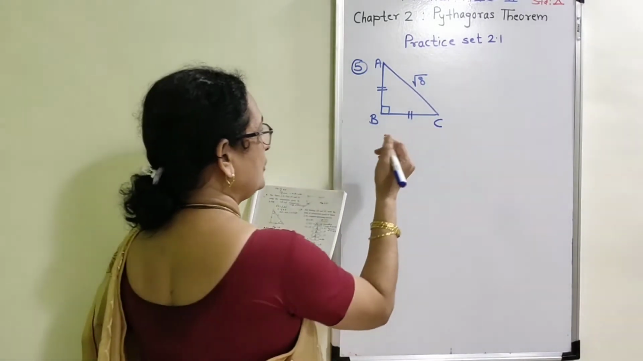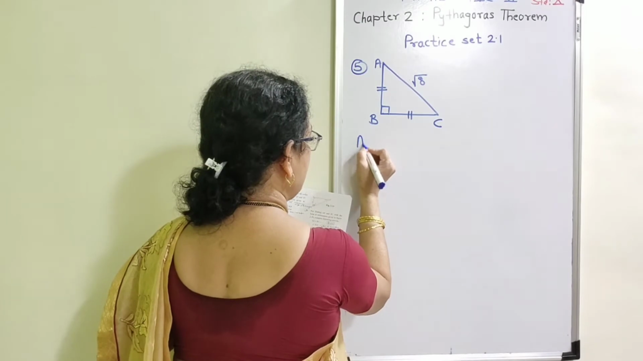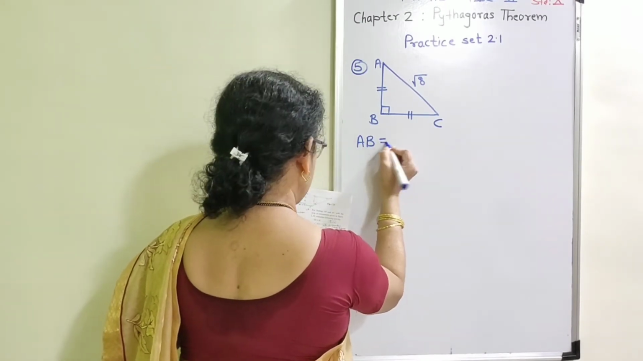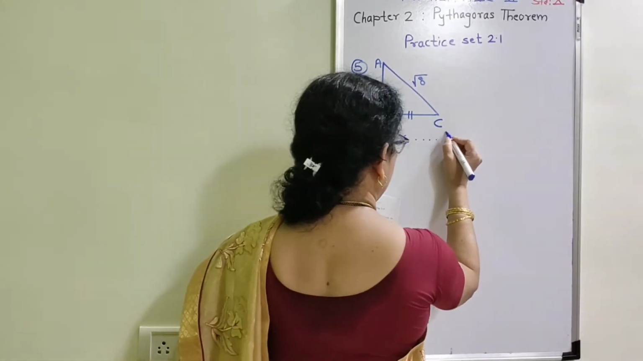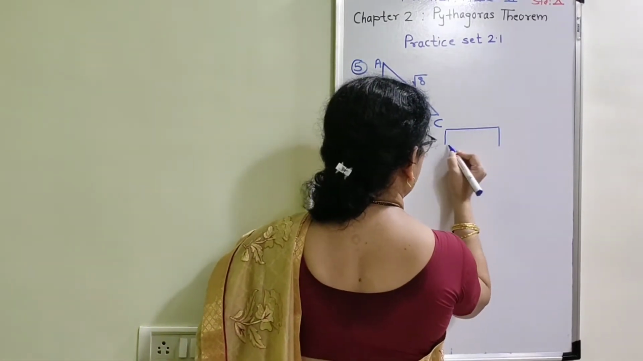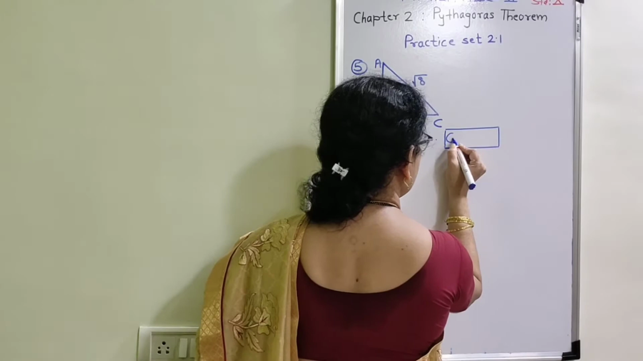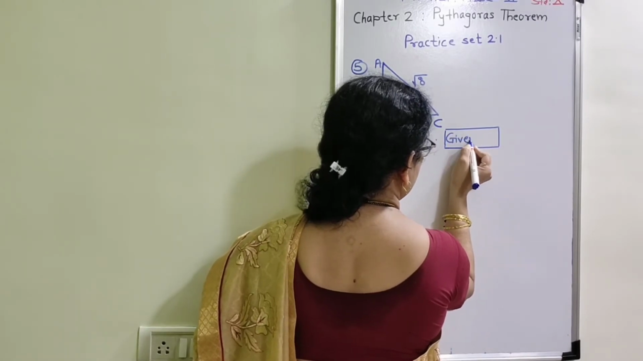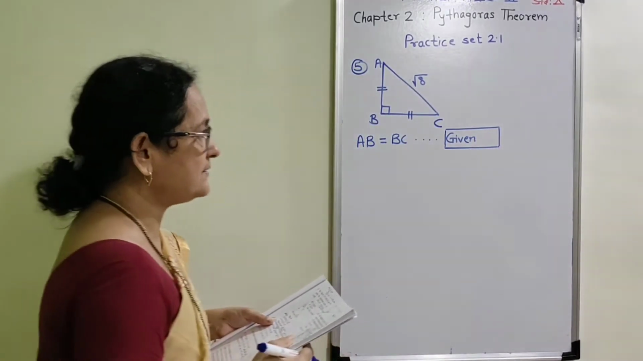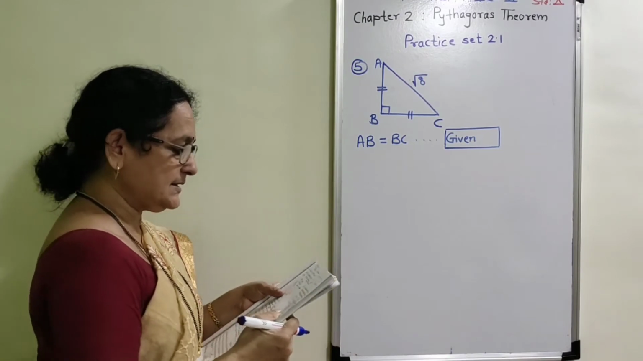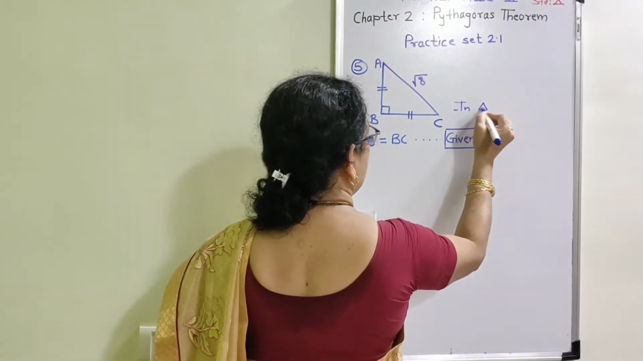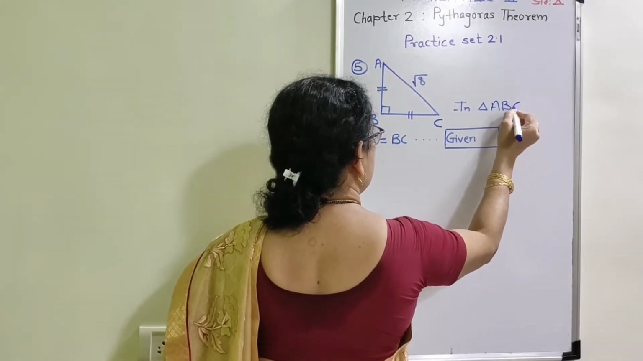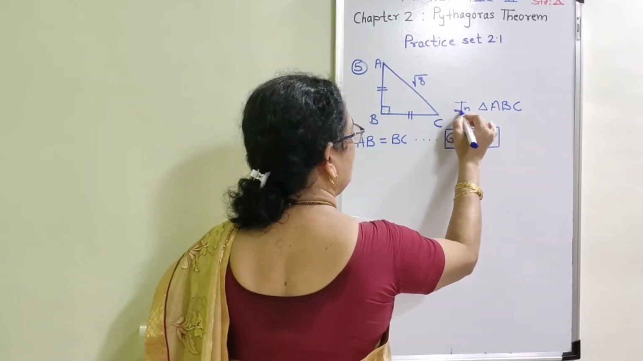Now complete the following activity. First step is AB is equal to BC. Here the bracket is given. Now you are going to write your answer that this is given. This is our first step, that in triangle ABC, they have not given the name. I am going to write in triangle ABC. This step is not given in our textbook.